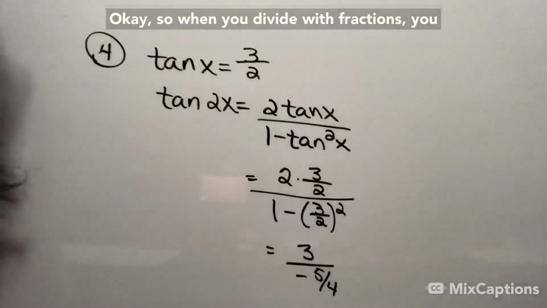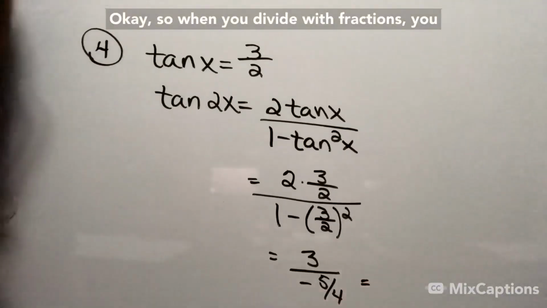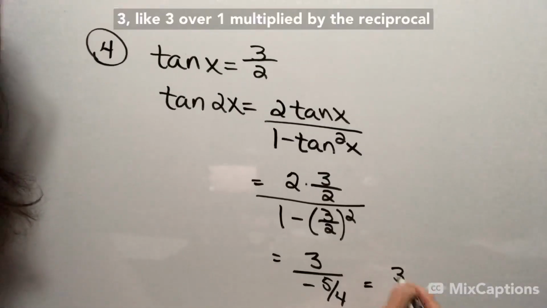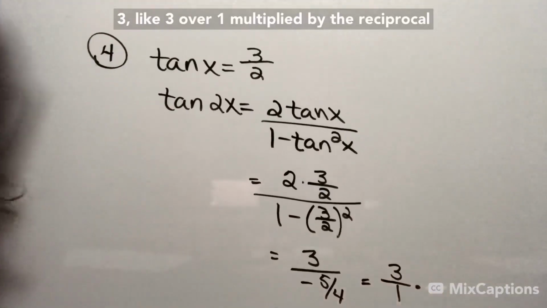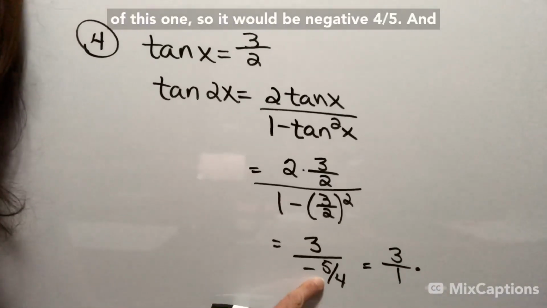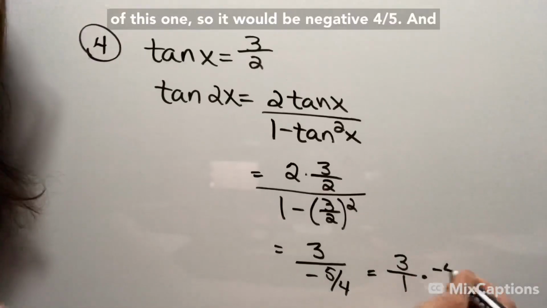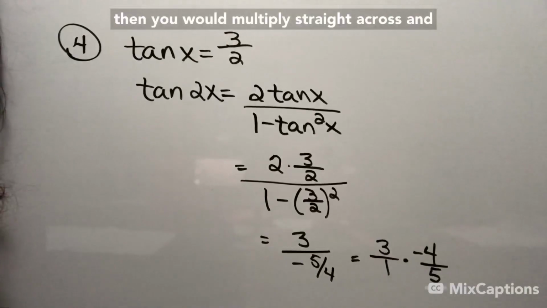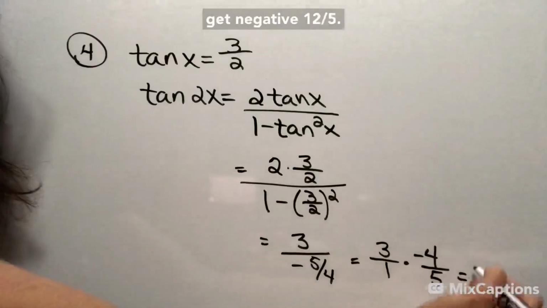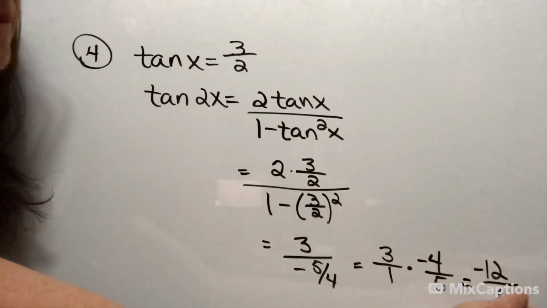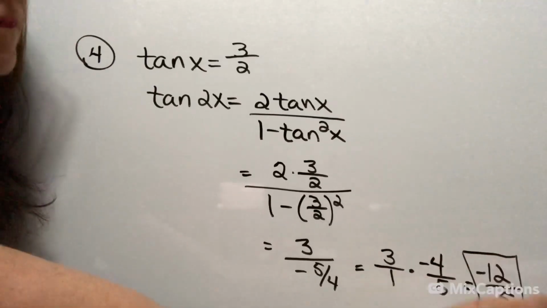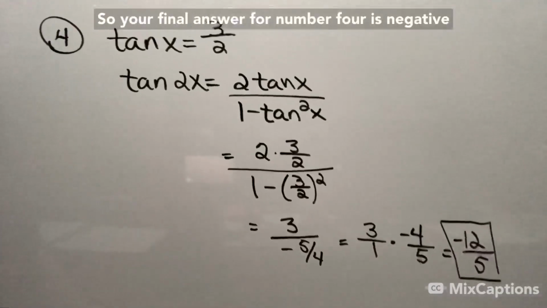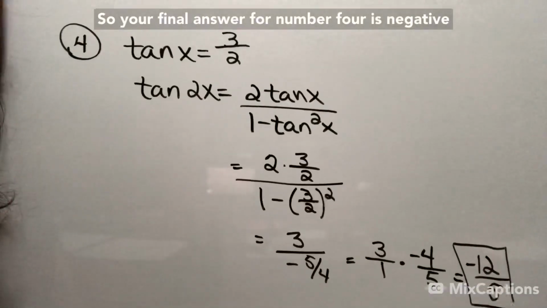Okay, so when you divide with fractions, you multiply by the reciprocal. So think of it as 3, like 3 over 1, multiplied by the reciprocal of this one. So it would be -4/5. And then you would multiply straight across and get -12/5. So your final answer for number 4 is -12/5.